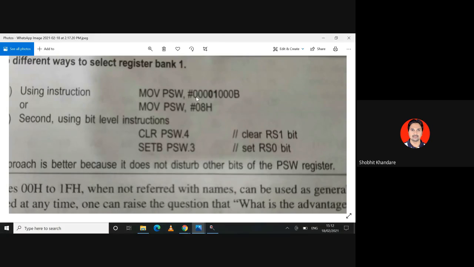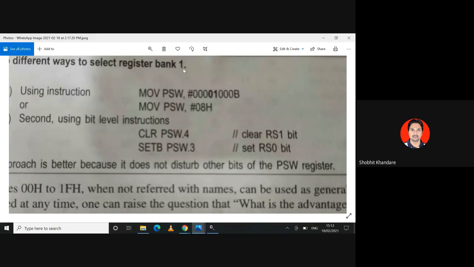It is this 0. So both instructions are the same, but whoever doesn't like one can write the other. That is the only change. So this is in total binary, this is in hexa. Whether you move this into it or that into it, it's the same thing. So this is how you can go to register bank 1.